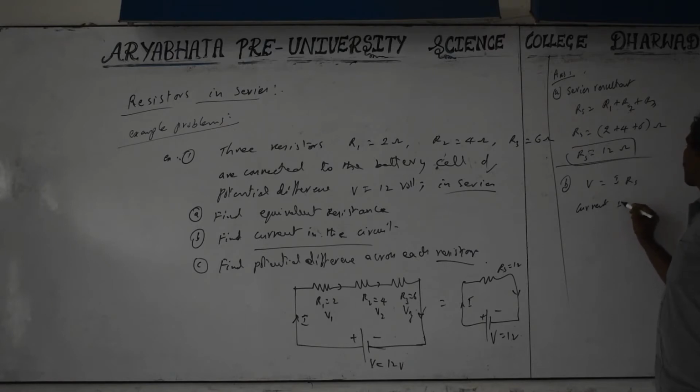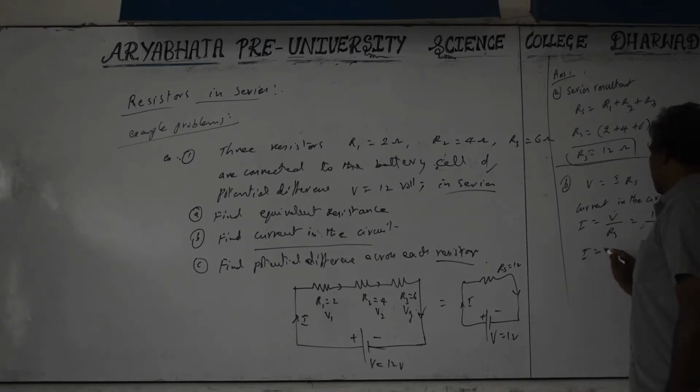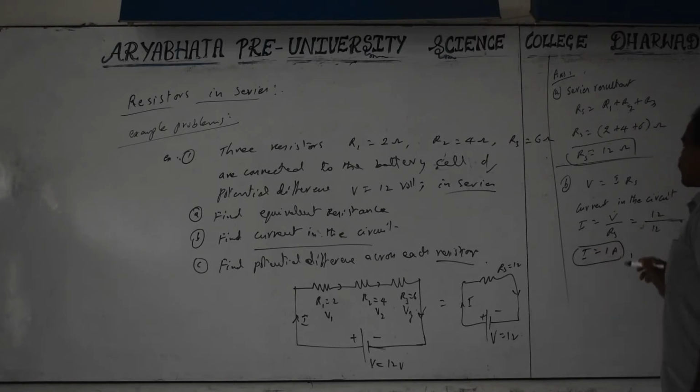The current in the circuit through the battery is also called the main current. I is equal to V by R series, which is 12 volts by 12 ohms, which is 1 amp. So the current is equal to 1 ampere, the same through all resistors. Once you know the current, we can find out the voltage across each resistor.